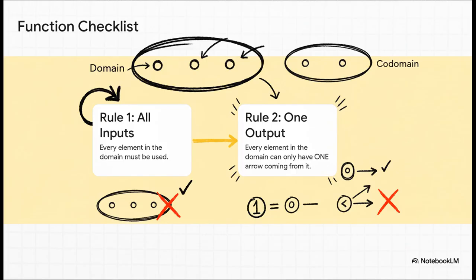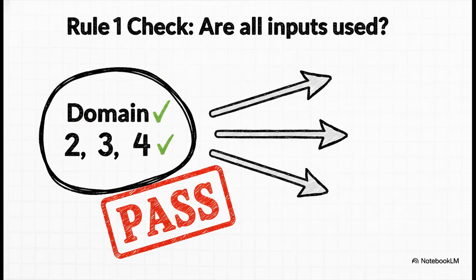Okay, this right here, this is everything. This is your function checklist. If you take away only one thing from this whole review, let it be this. Rule number 1, every single element in the domain has to be used. No one gets left on the bench. Rule number 2, every element in the domain can only have one arrow coming out of it. Not 0, not 3, not 10. Exactly 1. All right, let's put our relation R through the checklist.